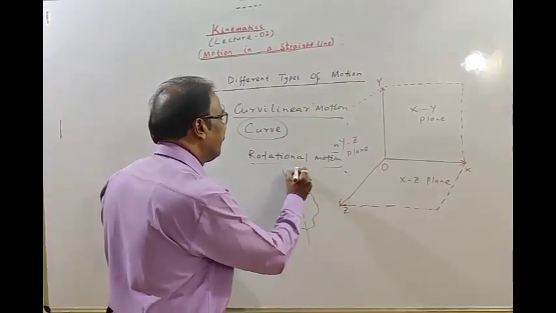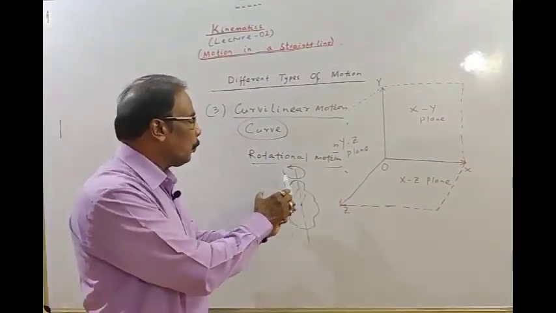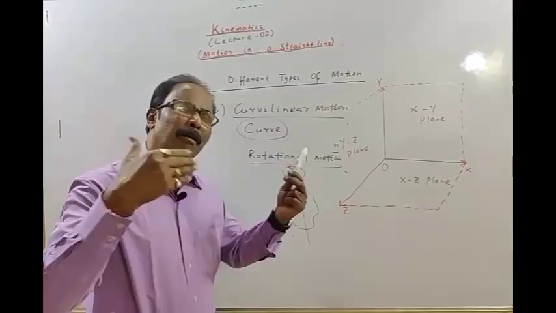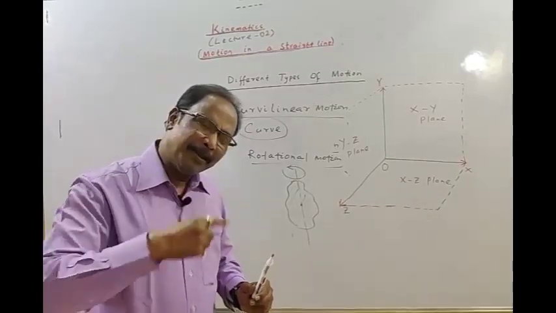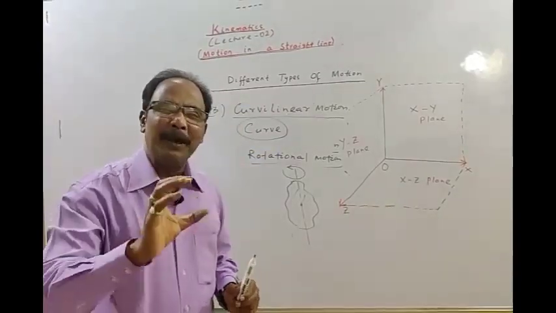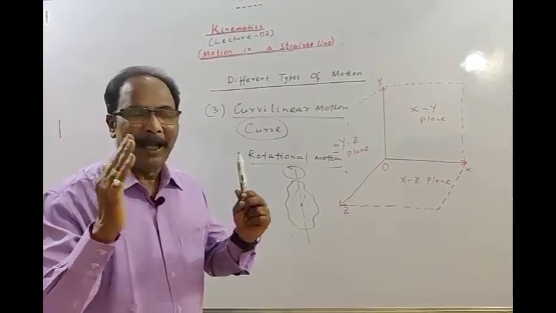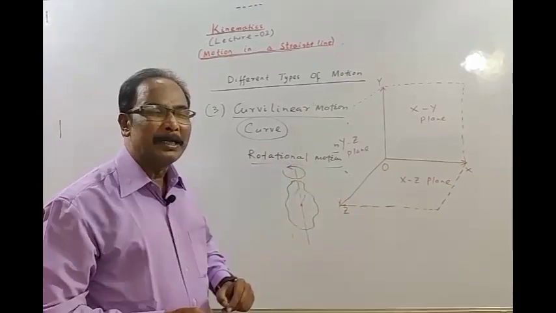Let the body exhibit rotational motion about its own axis. This is the axis, and the body exhibits rotational motion. As Earth rotates about its own axis, while it also moves around the Sun, similarly this body is rotating about its own axis.